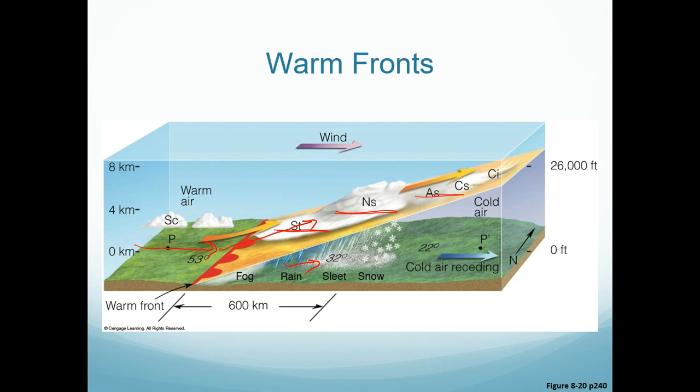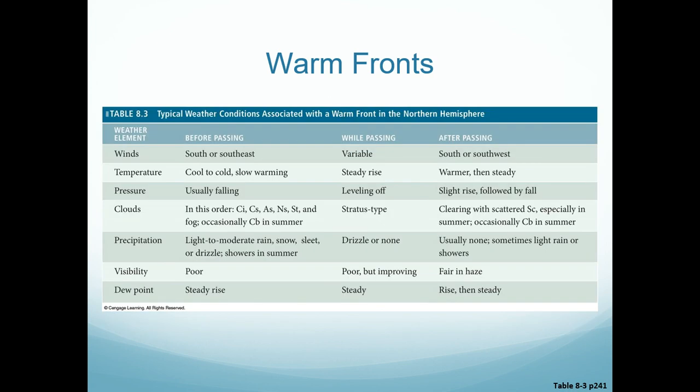cloud formation. So you get your stratus, your nimbostratus, your altostratus, cirrostratus. So you get more of these horizontally formed clouds, which gives you not showers, not thunderstorms, but instead gives you steady rainfall, steady precipitation. Again, Table 8.3 in your textbook talks more about warm fronts.